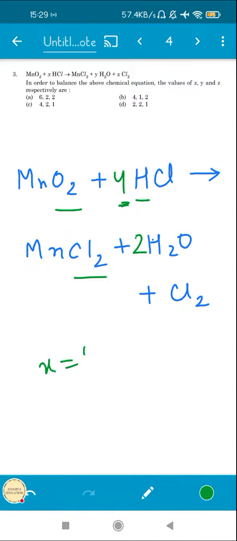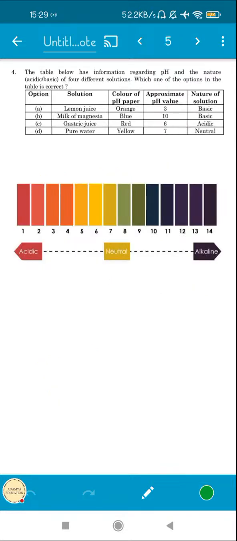X will be 4, Y will be 2, and Z was what? The number before Cl2, which is 1, so Z will be equal to 1. So the correct answer will be C, 4, 2, 1. Hopefully it is going well till now. Let's move on to the next question.